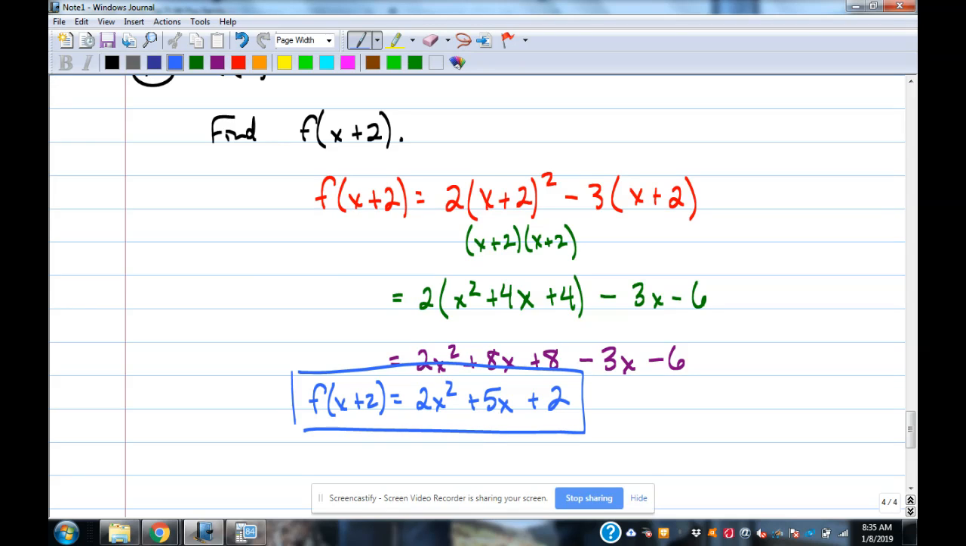Now be careful of that right there. Don't just square the x and square the 2. That's not correct. Be very careful of that. Very common mistake.